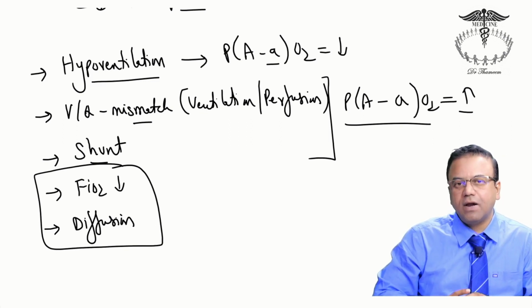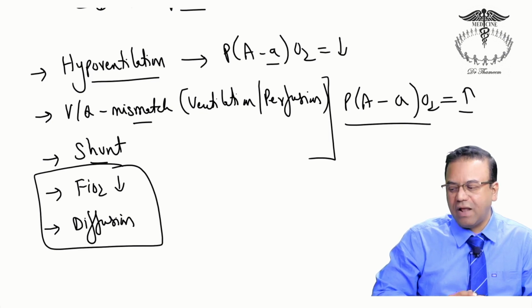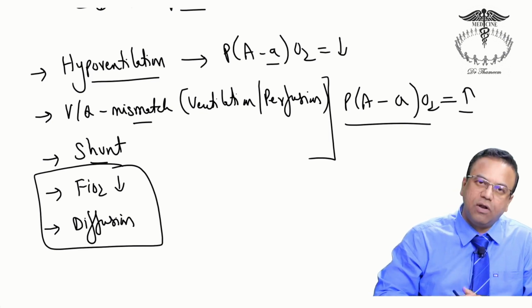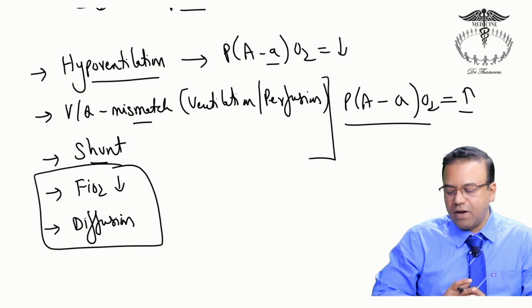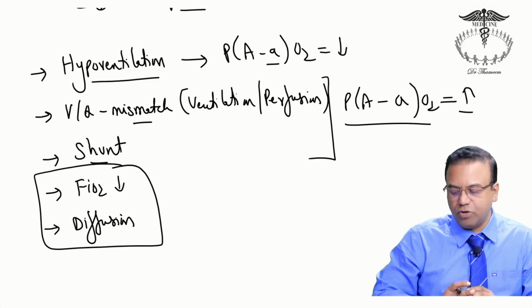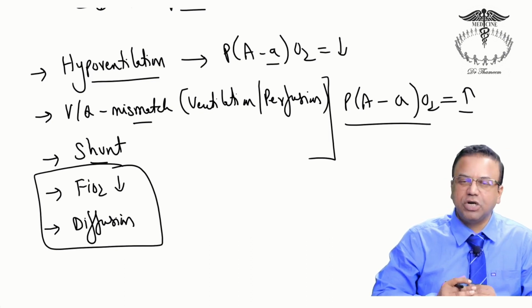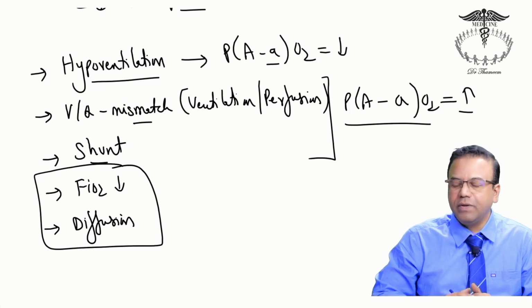But let's say the alveolar arterial oxygen gradient actually is 40. The alveolar oxygen is very high, arterial oxygen is very low. If it's 40, that means we are now expecting one of two possibilities: either it's a mismatch problem or a shunt problem. The way to resolve between these two conditions is to give 100% oxygen and see.